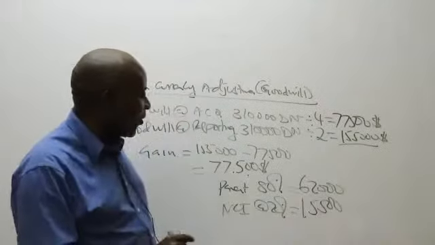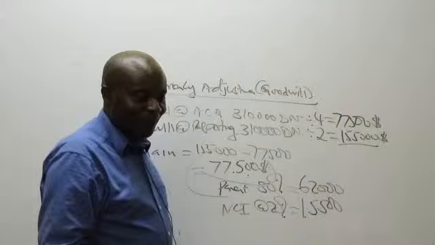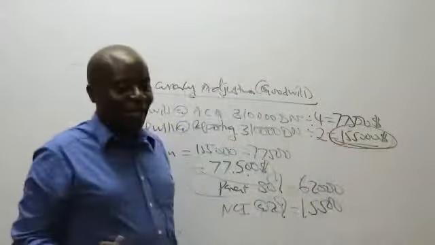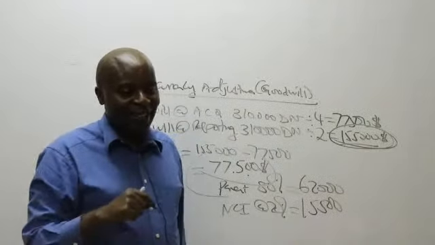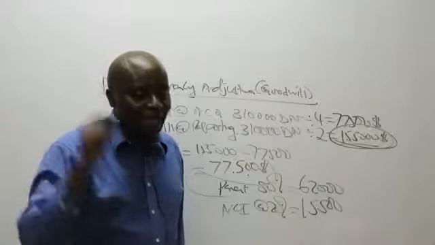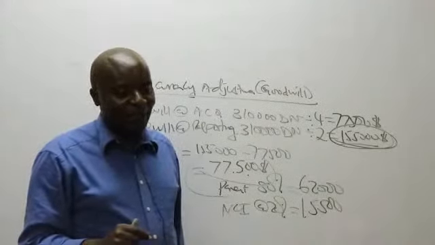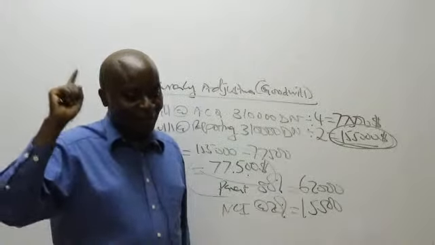62,000. No. This is an income statement thing. It is here. Goodwill at reporting, $155,000. Thank you very much. So have you inserted that thing there?